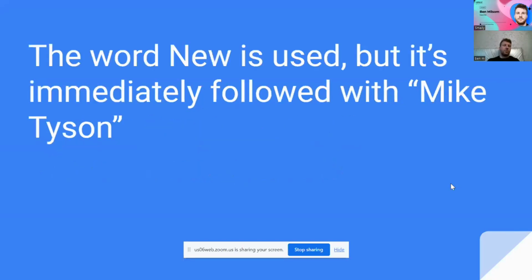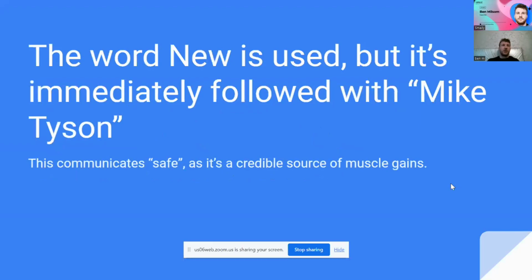We have used the word new there, but it's immediately followed by Mike Tyson, right? This is like an authority figure. He's already big. If people want to be muscular, they want some source of credibility that this thing works. So not only is it big, but it communicates safe as it's a credible source of muscle gains. So a lot's going on here. You're communicating a lot.